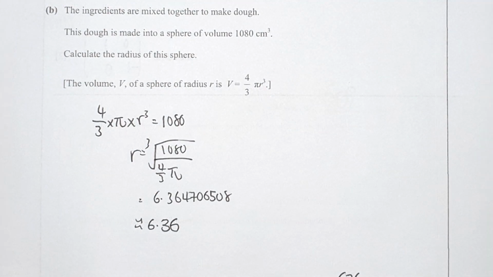Section B, 4 over 3 times pi times r cubed equals to 1080. By running the calculation, you should get your r as 6.36.